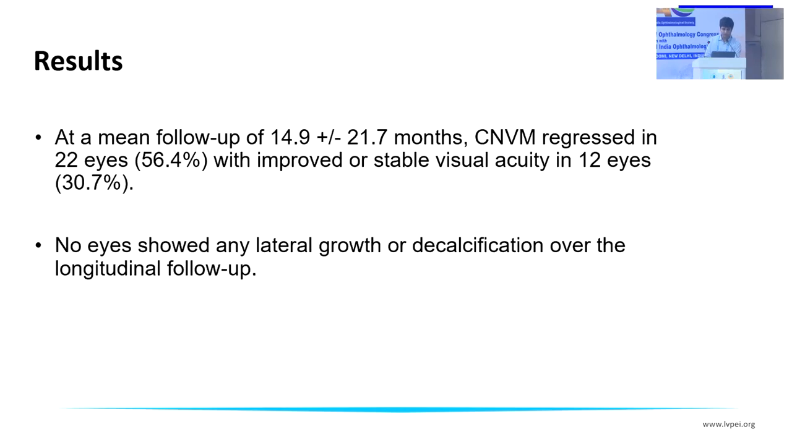And all the eyes received a mean of 4.1 injections throughout the treatment course. And at a mean follow-up of nearly 15 months, CNVM regressed in 56% of the eyes, and improved or stable vision was noted in 12 eyes, or nearly 30%. And during this period, no eyes showed any lateral growth or decalcification.